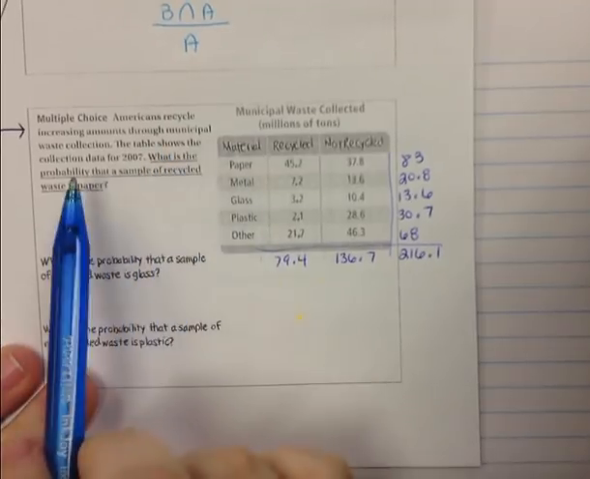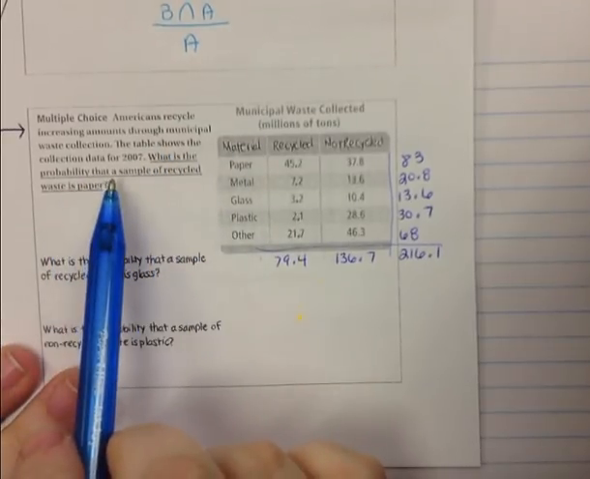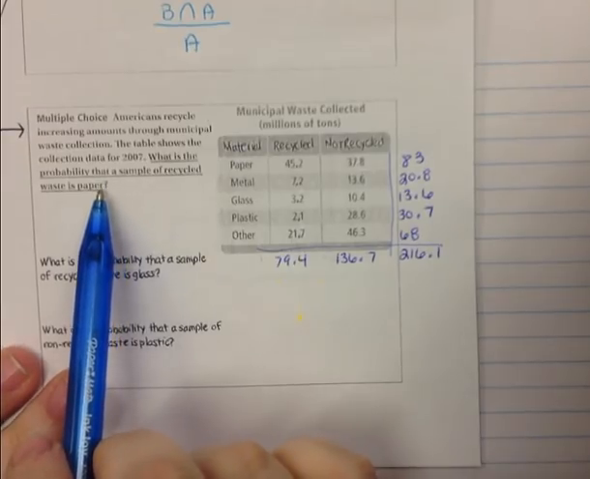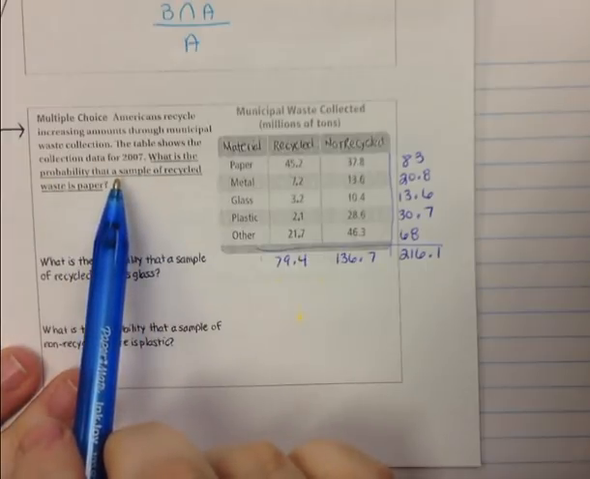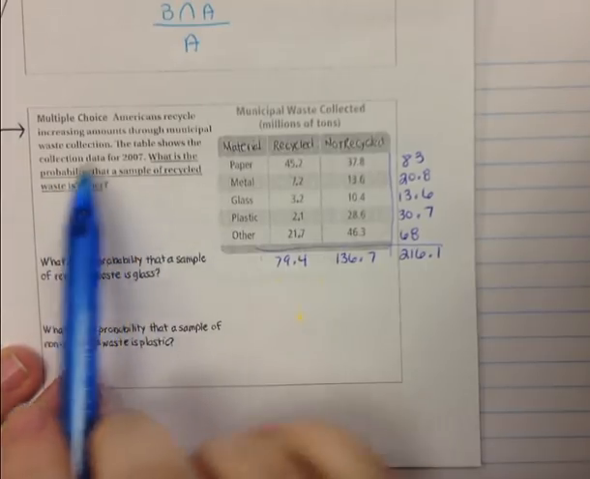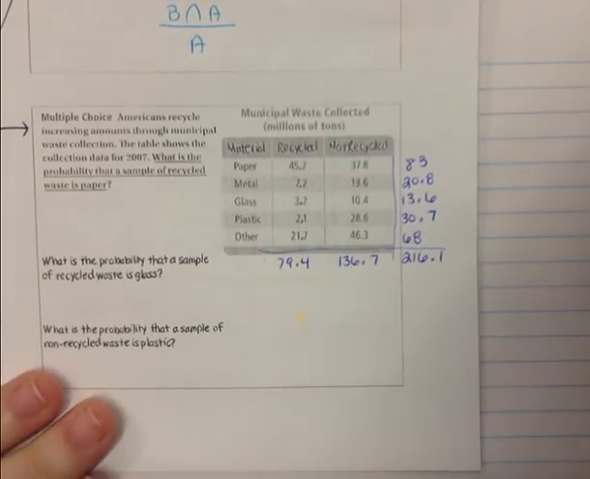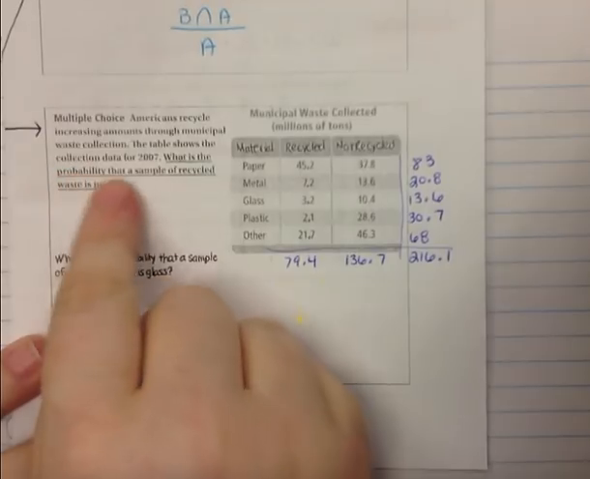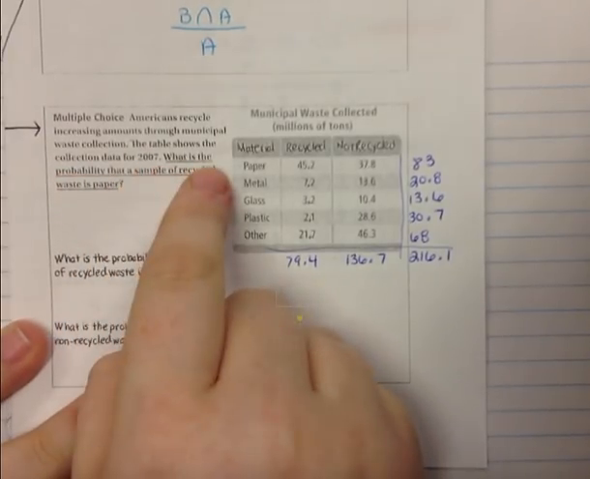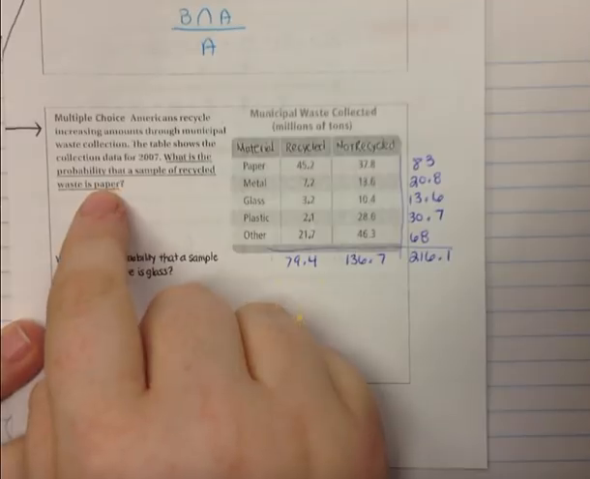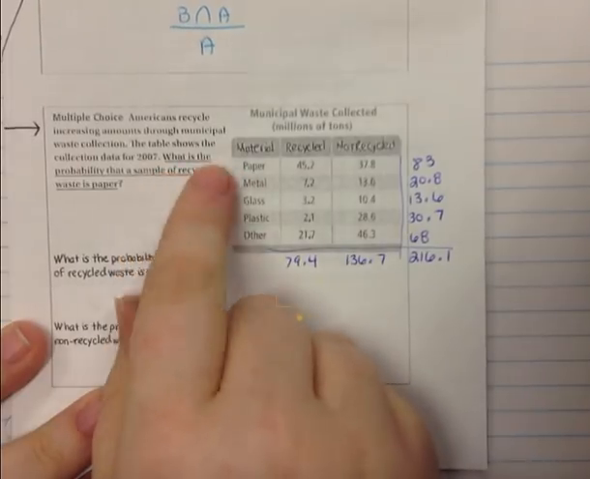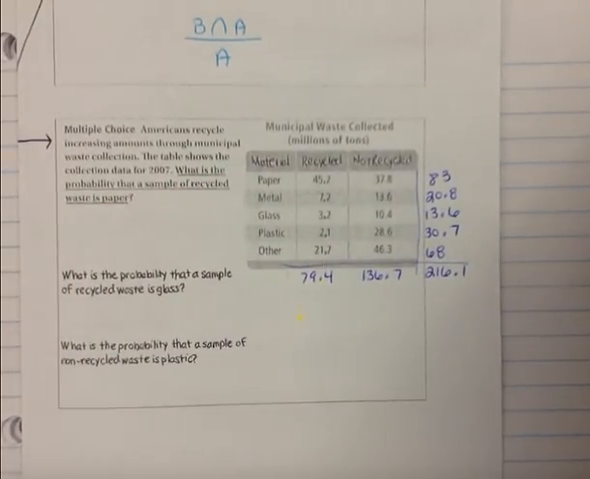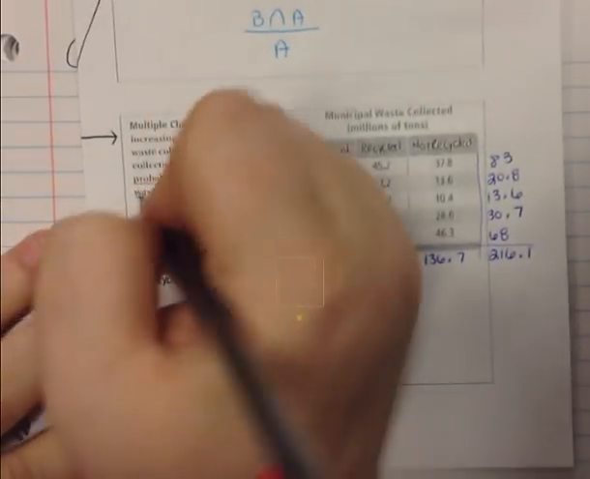It says, what is the probability that a sample of recycled waste is paper? So we want the paper. That's what we want. But it had to be of the recycled waste. So if you remember our denominator versus numerator from the sentences, the beginning part is always your denominator, and we want our numerator. But because it's not just talking about a randomly selected piece, we want of recycled waste. So if we want to write this out in a symbol like we do have up here, we would want P of.